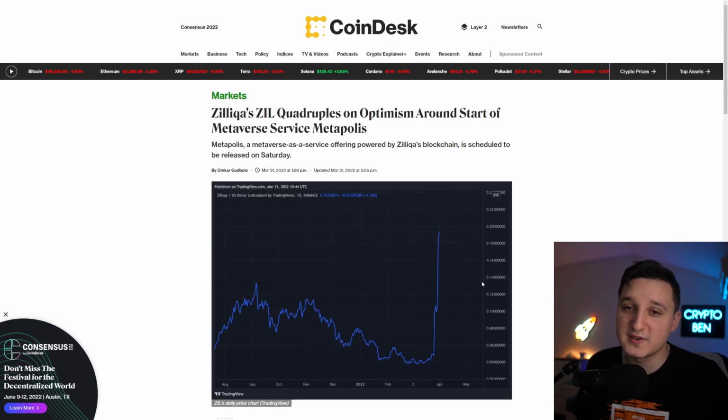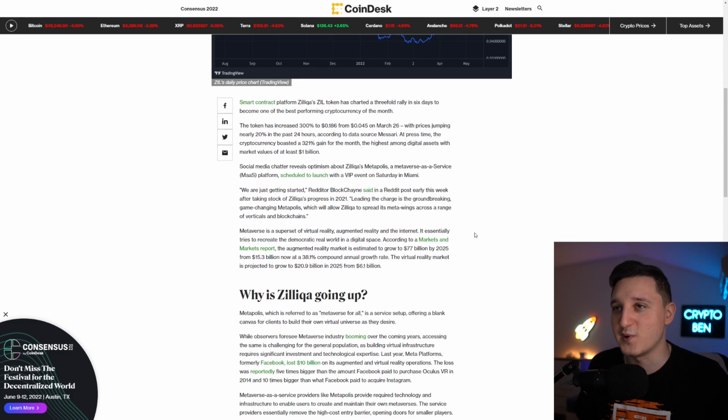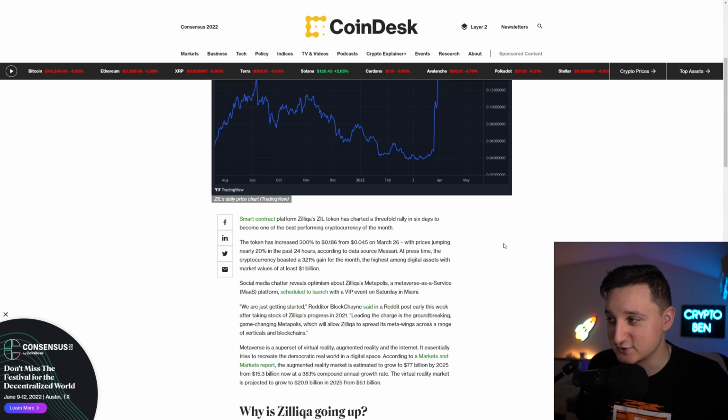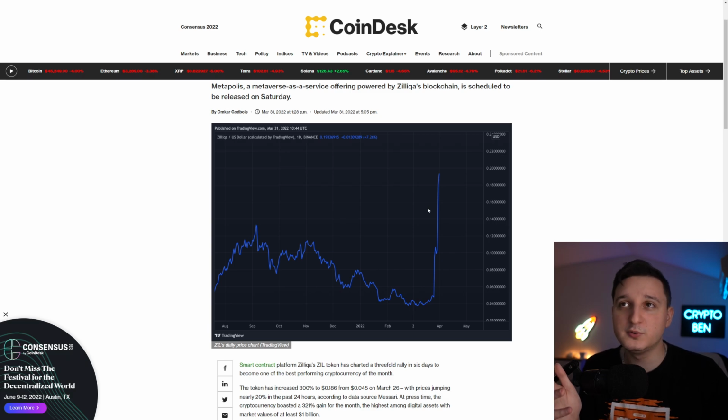Basically, what Zilliqa is doing is giving infrastructure for people to build on the Metaverse. So this is why it has so much potential to go up, and this is why Zilliqa did explode in price. People like Metaverse projects. The problem is it has to be a good Metaverse project, and Zilliqa already having an established community, adding the option of Metaverse as a service is absolutely insane.